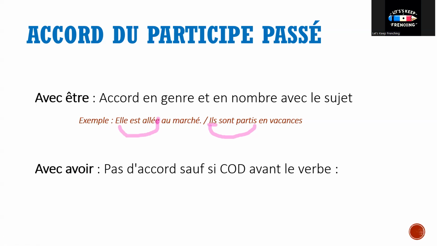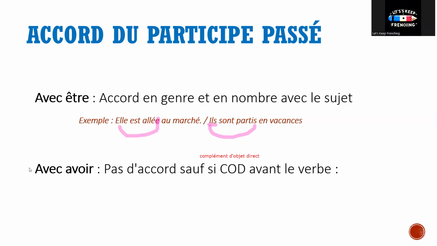What about avoir? Avec avoir, pas d'accord, sauf si le COD avant le verbe. COD is an abbreviation for complément d'objet direct. Okay? A direct complement. So basically what it says here is with avoir, the past participle doesn't agree. Except in one case. And that case is when the direct object comes before the verb.